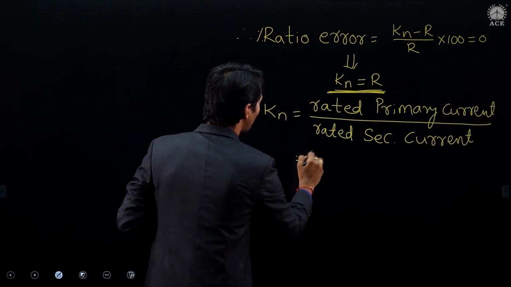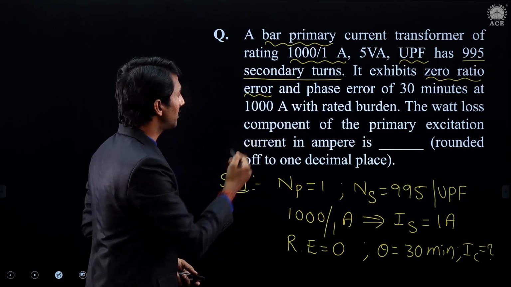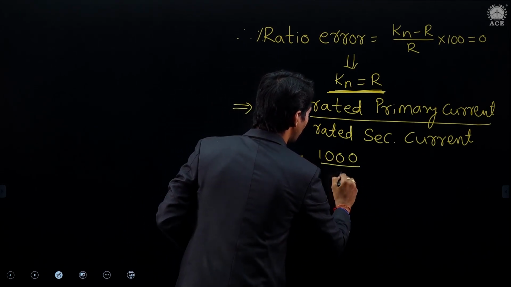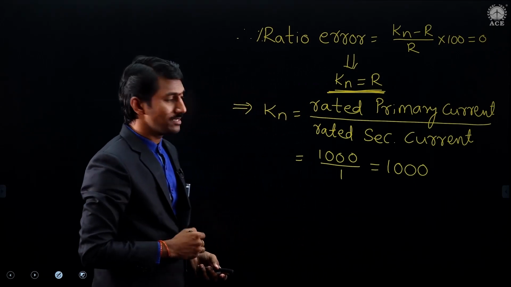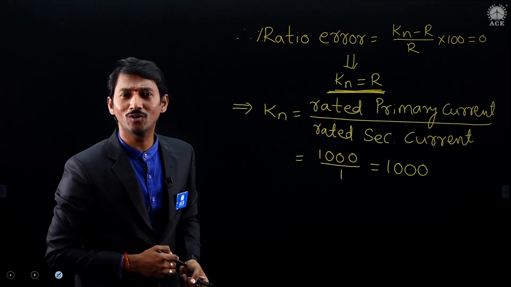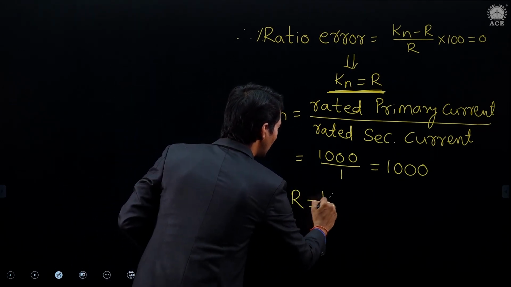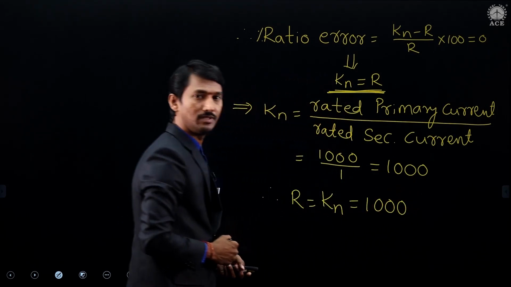What is the rated primary? 1000. Rated secondary? 1. So what is the value? 1000 by 1, so directly 1000. Clear? If Kn is 1000, according to this given condition, R is also equal to 1000. So R is equal to Kn is equal to 1000. This is the point.